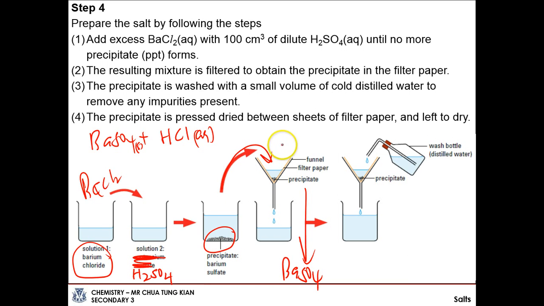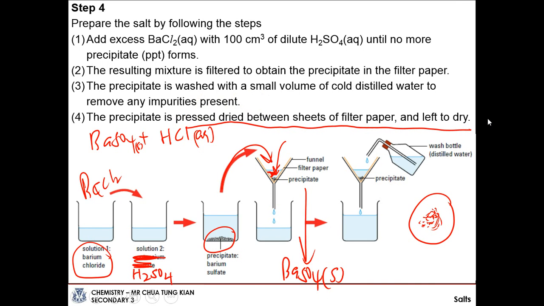And because there's a solution here, this solution will actually contaminate the precipitate. So you wash with a little bit of water, rinse off the solution, and then you leave to dry. At the end of the day, you leave the filter paper to dry, and you will get your specks of barium sulfate here, like this. There's no harm in washing with distilled water, because barium sulfate is insoluble in water anyway, right? So just wash with water and then take out the filter paper and leave to dry. Over here it is called press dried between sheets of filter paper and left to dry. So it's a very simple 4-step reaction for you to obtain barium sulfate.